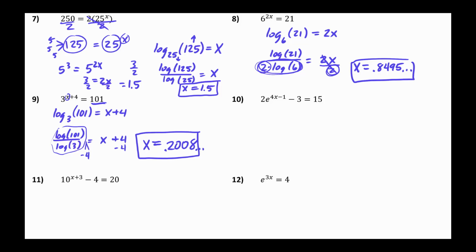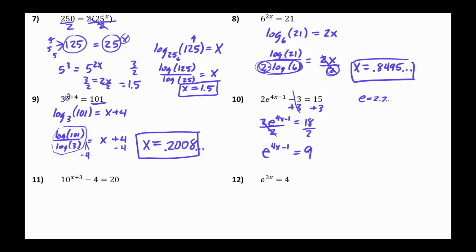Question number 10, very similar, except that we have e. E, if you recall, is just a number. It's about 2.7. Kind of like pi is about 3.14. If I go ahead and start to solve this, I got to get rid of the easiest stuff first. So that means adding 3 to get rid of the subtracting 3. So 2e to the 4x minus 1 is my exponent, 15 plus 3 is 18. Divide by 2, get rid of that sucker. So I get e to the 4x minus 1 equals 18 divided by 2 is 9.